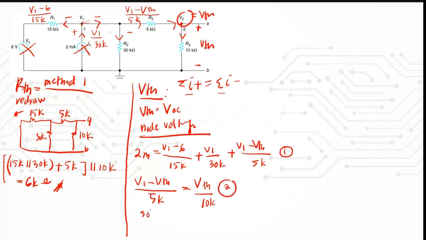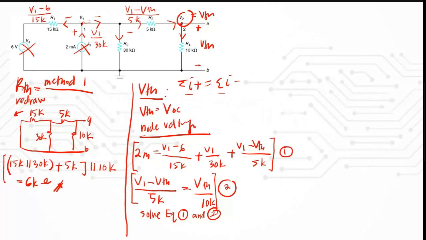So you need to solve equations 1 and 2. I want you to try and calculate by yourself. First, always simplify these two equations. And then you can use the elimination method, or even the substitution method. For two equations you can use both methods in order to calculate your V1 and your VTH.